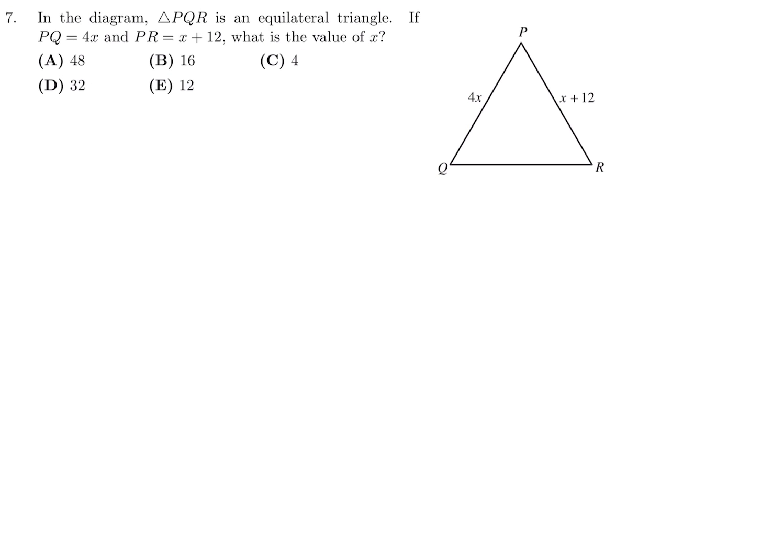In the diagram, PQR is an equilateral triangle. If PQ is 4x and PR is x plus 12, what is the value of x? Equilateral means that all 3 sides are the same. So this side is the same as that side is the same as that side. 2 of those sides, they told me, are 4x and x plus 12. Since they are equal, put a little equal sign there. That's the equation you have to solve. So 3x is 12, and therefore x is equal to 4. And that's it. So number 7, the answer is C.